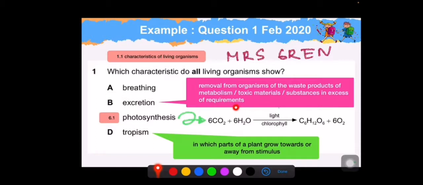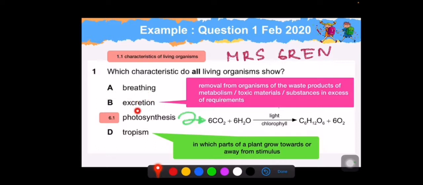Okay, simple je. Mesti kena ada perkataan removal from organism. Kalau you just cakap removal of waste product, belum dapat markah lagi. Sebab apa? You tak sebut removal from where? Removal from organism. Apa benda? Waste product of metabolism. Lagi toxic material and also substances in excess of requirement. So that is definition for excretion.